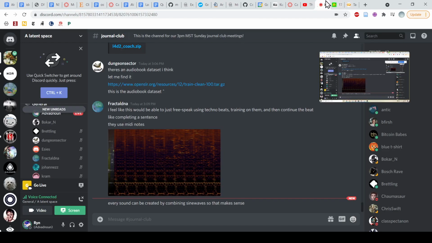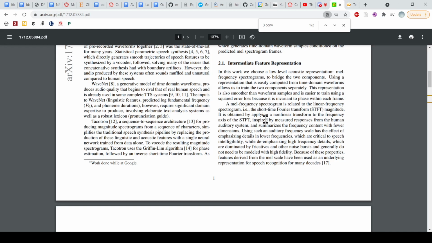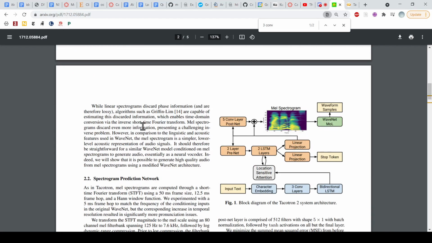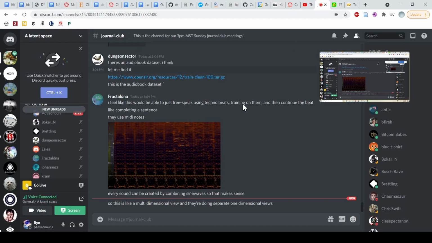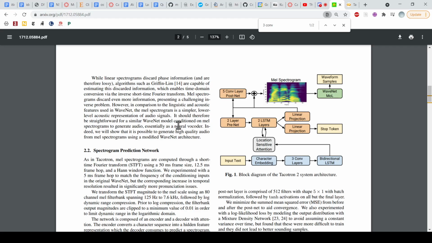But basically what's important is you can say, instead of this is how the sound looks in terms of power, this is how the sound looked in terms of frequency over time. And a spectrogram is like a visualization of that. So they're just using a special kind of spectrogram that is similar to a linear one. Yeah. So this is like a multi-dimensional view and they're doing separate one-dimensional views.